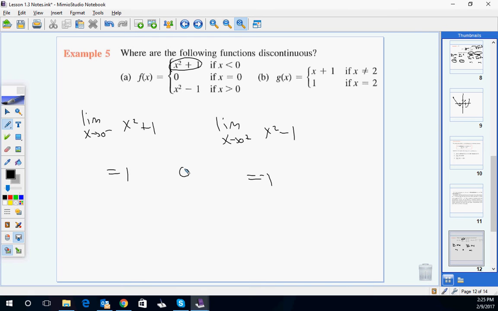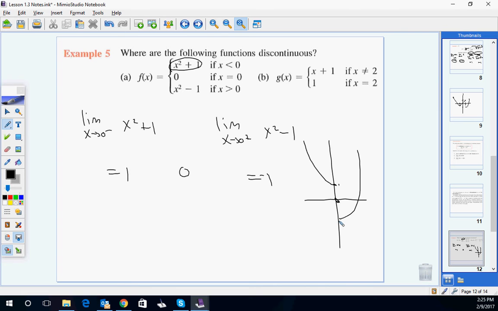Does that make sense? The picture, you guys see it in your book, is essentially you have your parabola up by the other side. You have a parabola at 1 here. You have a point at 0 here. And then you have the parabola here. So they're all three at different spots.